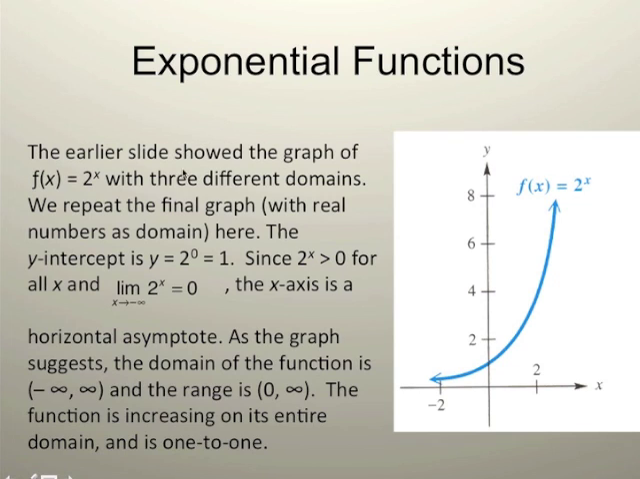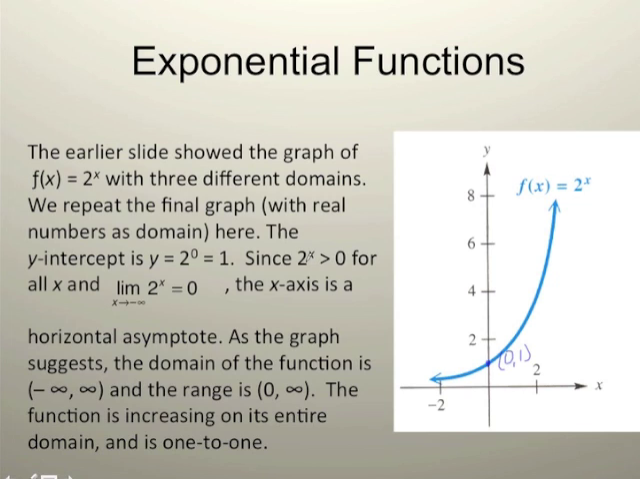Now, the exponential functions. Earlier slide, we had a graph of 2 to the x with different domains, and here we're going to use the domain of all real numbers. Repeating that one. The y-intercept, where y equals 2 to the 0, equals 1. Right here. That's the point 0, 1.